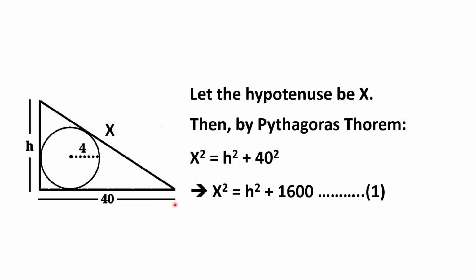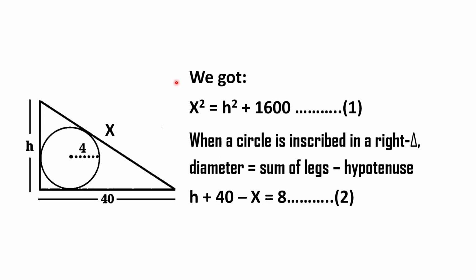Altitude h, base 40, hypotenuse x. So x square equals h square plus 40 square, or x square equals h square plus 1600. This is equation 1. So by applying the Pythagorean rule, we got x square equal to h square plus 1600, that's equation 1.